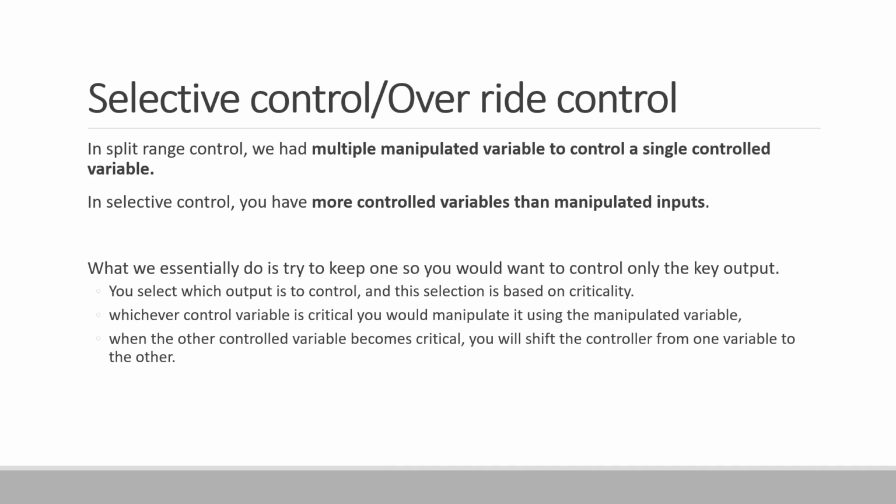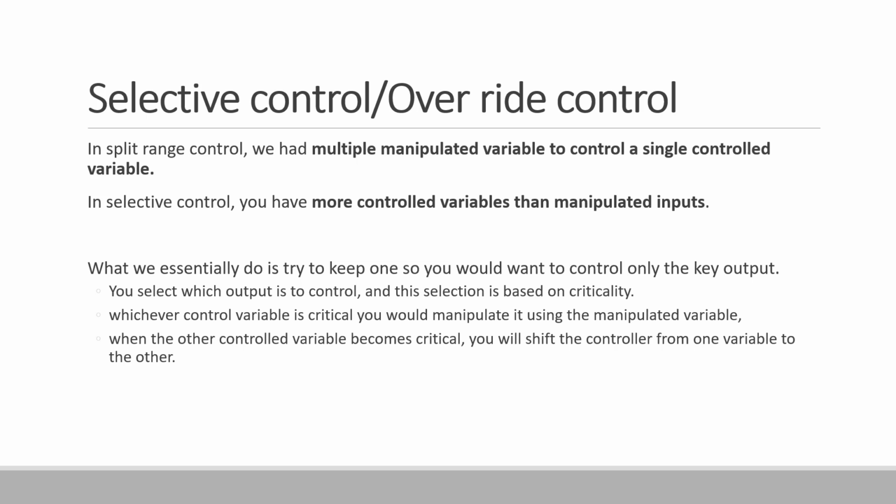So yes, let's take a look at selective control, or the override control. In split range control, we had multiple manipulated variables in order to control a single controlled variable. Whereas in the case of selective control, we have the reverse of that. That is, we have more controlled variables than manipulated inputs.